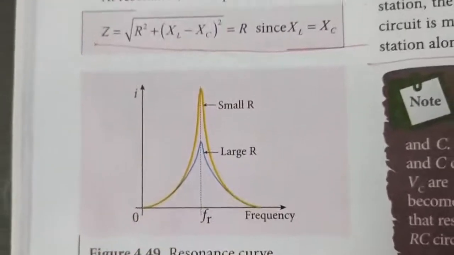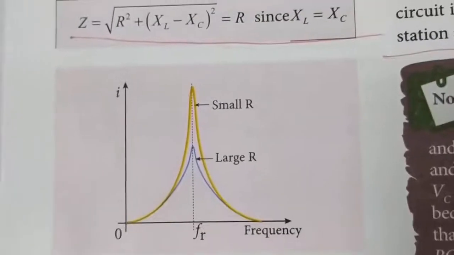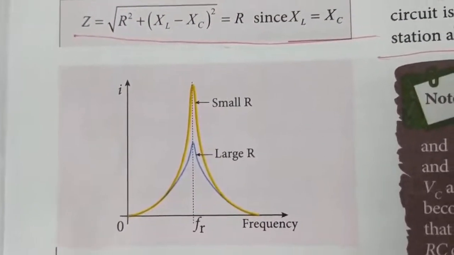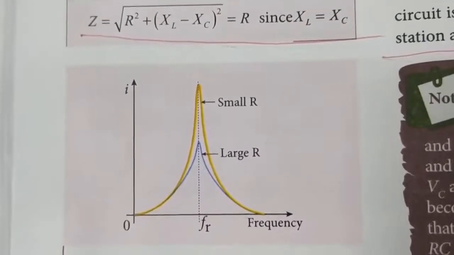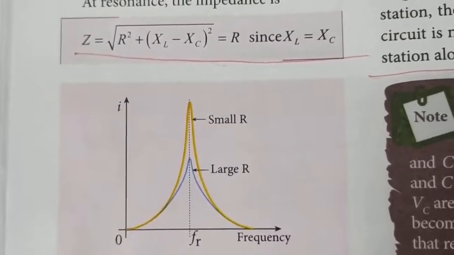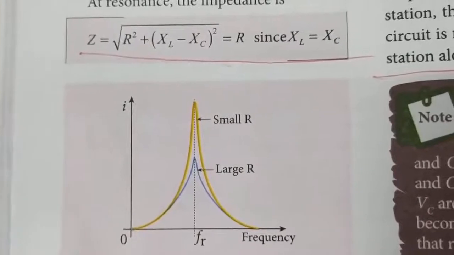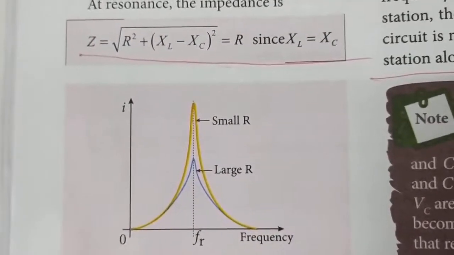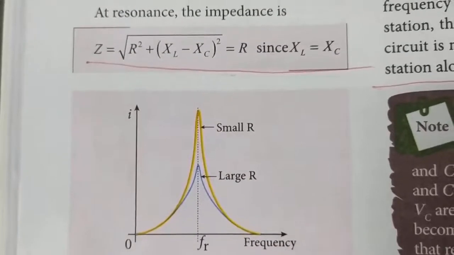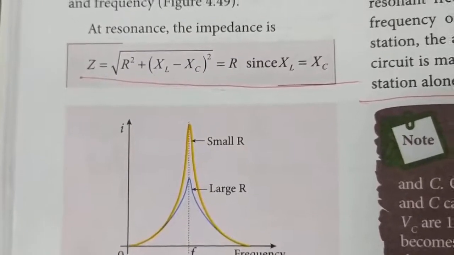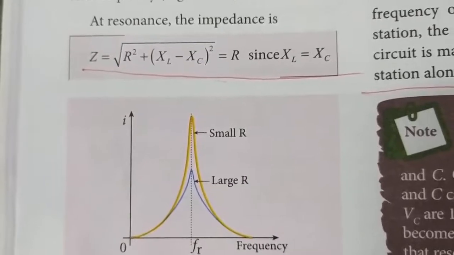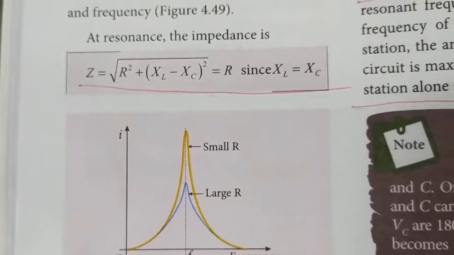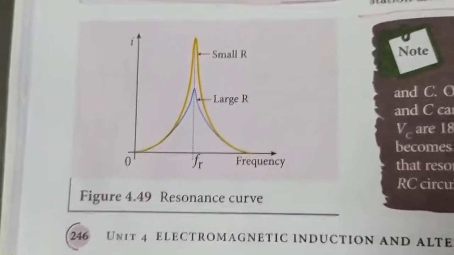So when you draw a graph between frequency and current, for smaller resistances the curve is very sharp, and for larger R the curve is not such a sharp. So it should be noted that the resistance must be kept very small, so that the current is maximum. So you already have this relation, that is current is inversely proportional, that is current must be small if the resistance is large. That relation you already know.